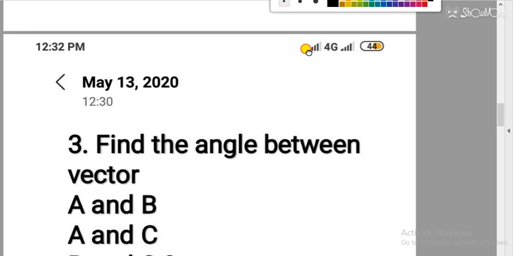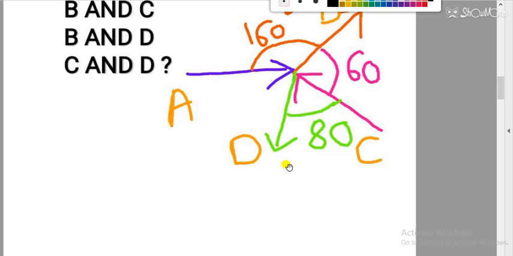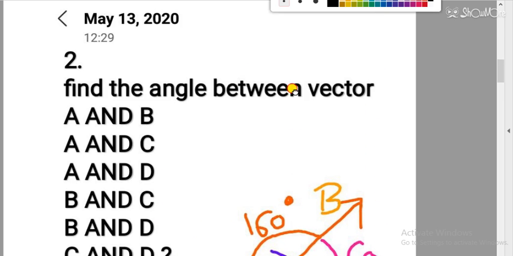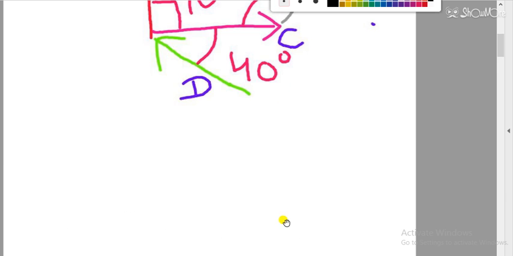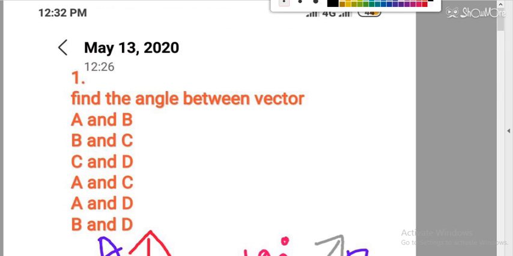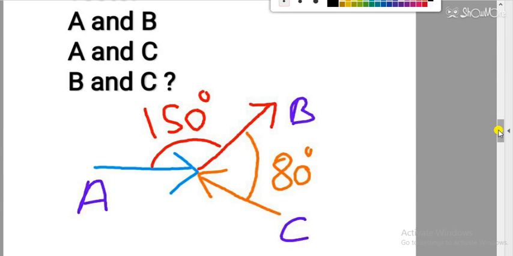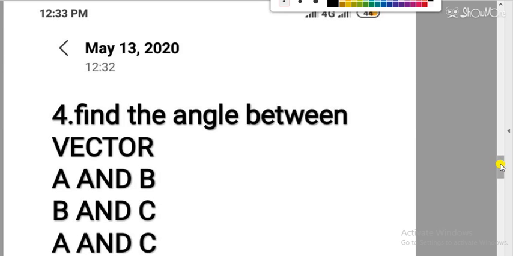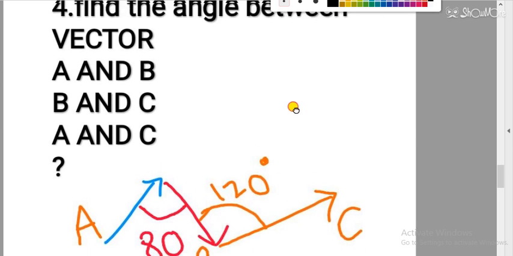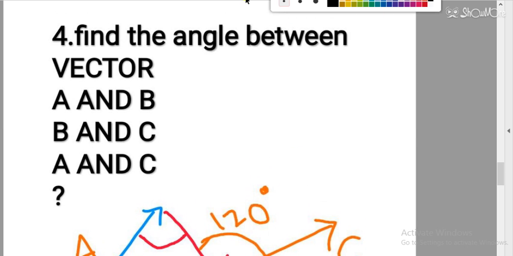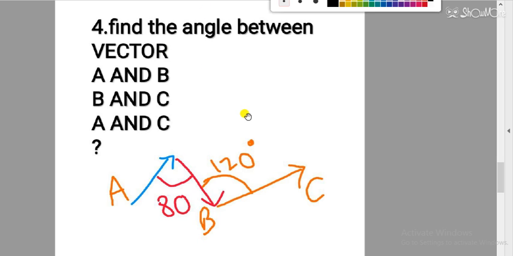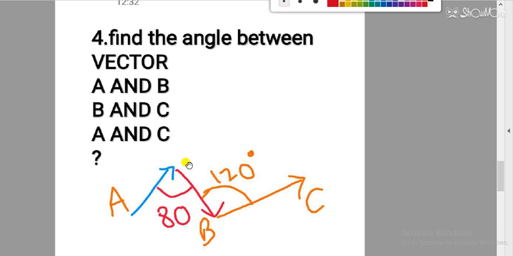3 questions we have discussed. So this was question number 2. This was question number 1. Now we are moving to question number 4. So students, this is question number 4. I have to find the angle between vector A and B. So when I have to find the angle between A and B, I will move A here.